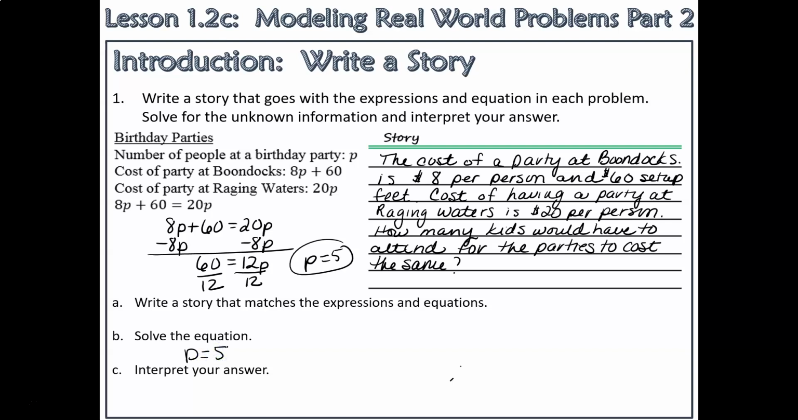Well, what does that mean in the whole story? That means when 5 kids attend each party, the cost of the party is the same.